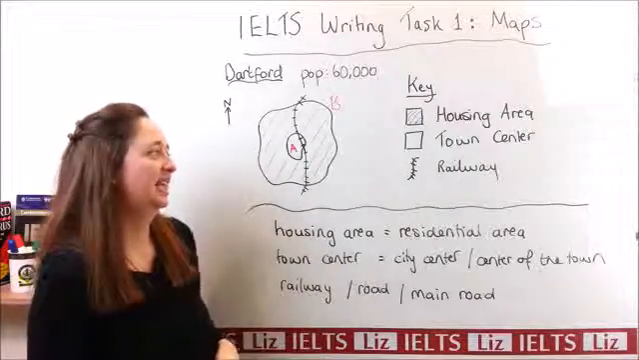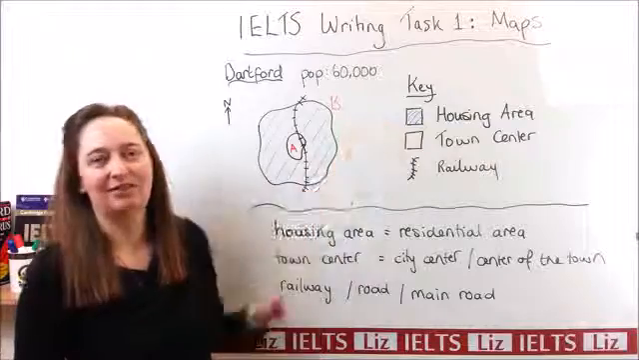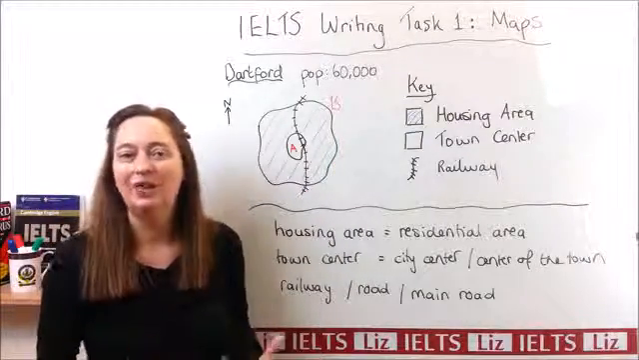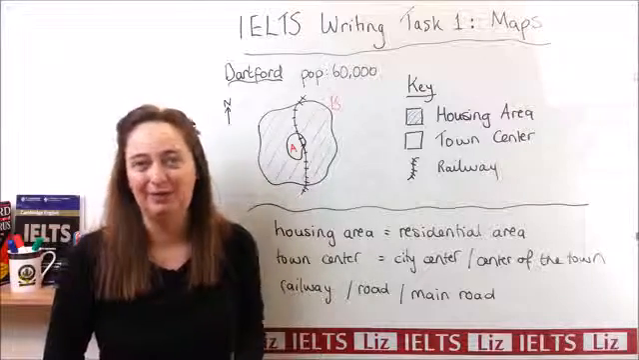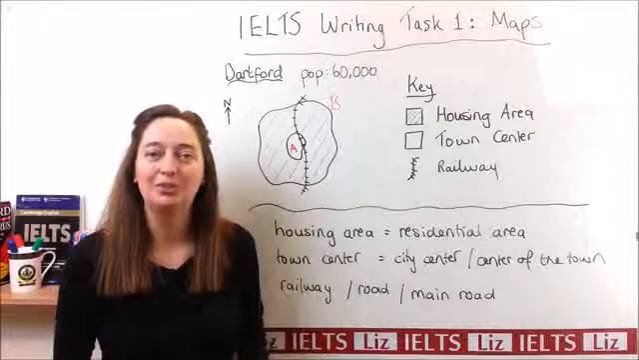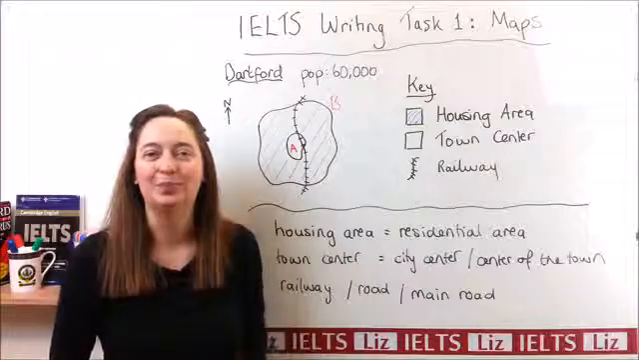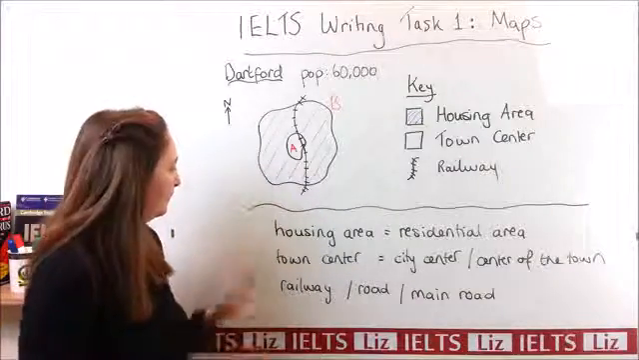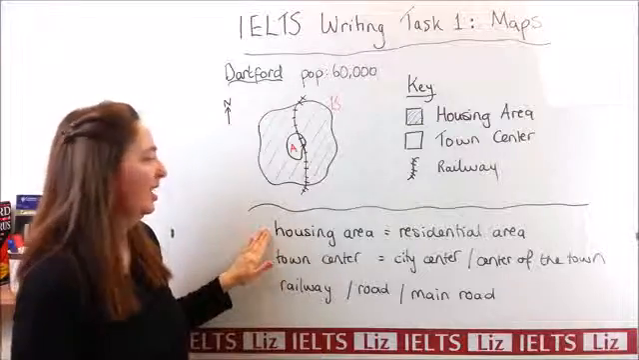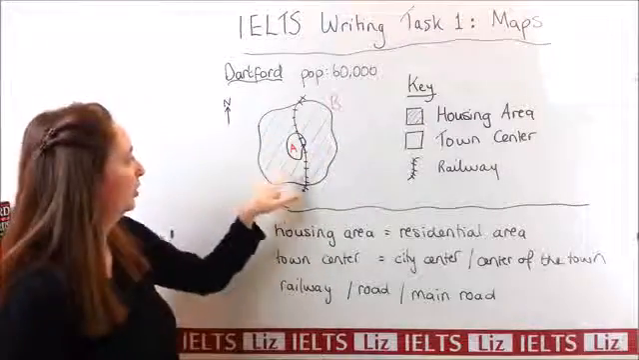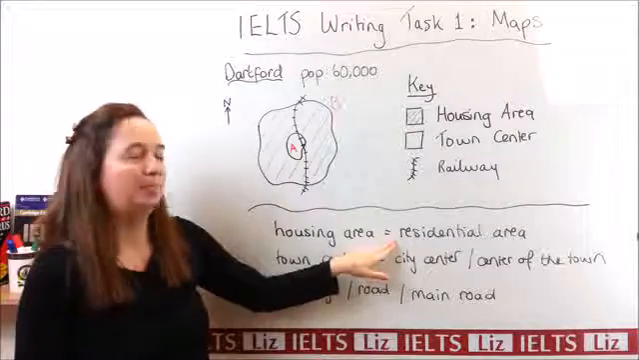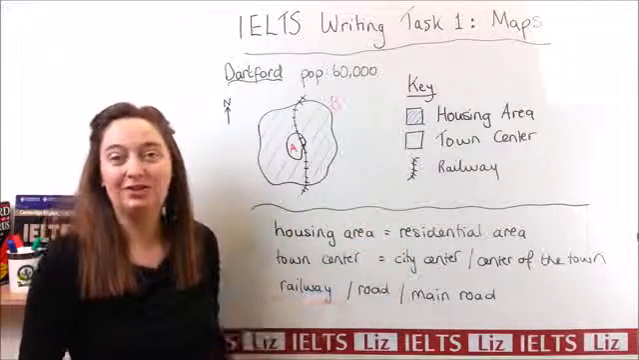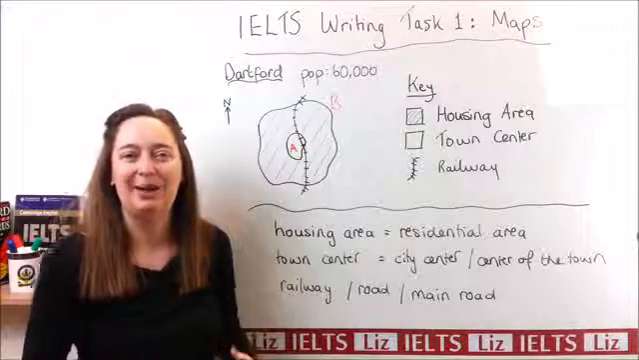Also, another thing is it's not necessary to paraphrase all the words in the key. In fact, some words cannot be paraphrased. So don't worry too much about that. It's normal. But let's have a quick look at possible paraphrases. The first one, housing area. So this large blue area. That could be written as the residential area. And residential area means the area where people live.